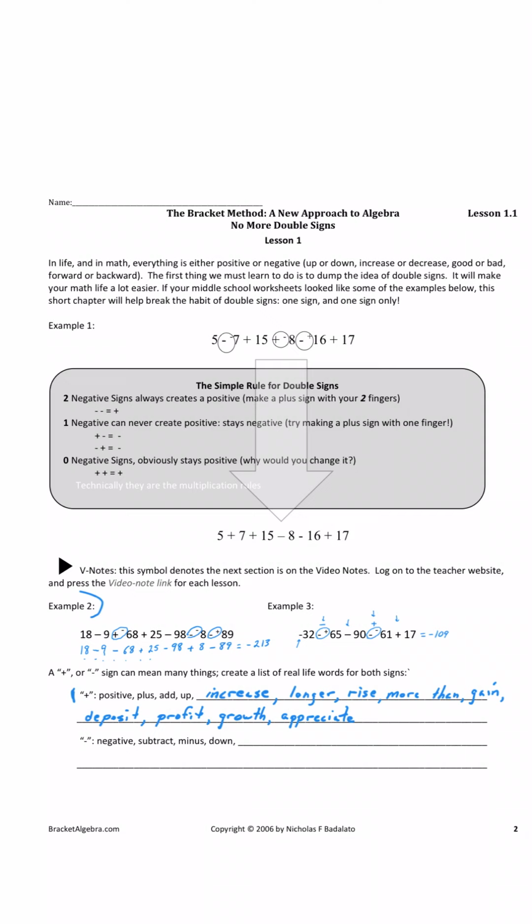These are some of the words my group came up with. You can see you have the normal increase, longer, to rise, more than, gain, and then I had some of my business kids who think they're good with money talk about the words like deposit, profit, growth, and maybe you guys understand this word. A car never does this, but a house does. Appreciates. Obviously, we can write the opposite words down where it says negative. Go on and press pause while you fill this in. You are officially ready to handle double signs.